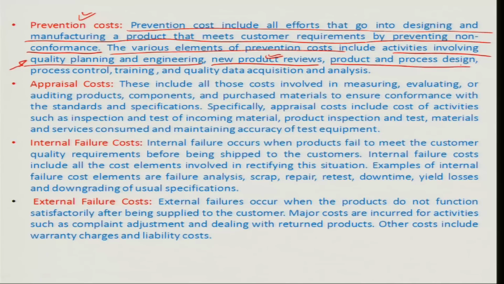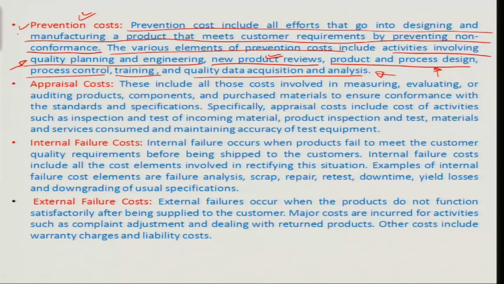Product and process design is a very important issue. At every stage, you will have to have process control, you will have to have training, you will have to have quality data acquisition and analysis. So these are additional costs which are imposed on the system, although there may not be any direct value added to the product, but just to ensure that there is no non-conformance, this prevention of quality non-conformance, or prevention of inappropriate quality to happen. So these are indirect costs which are bunched onto the system.